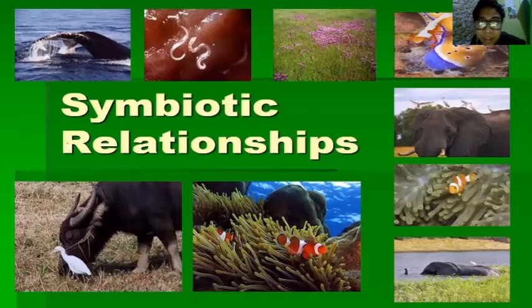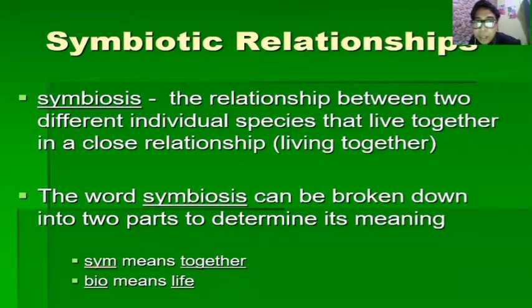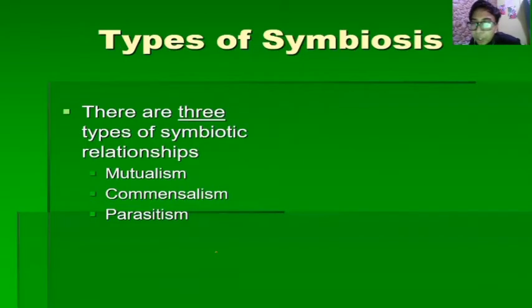Okay, so let's go on to our last topic, which is symbiosis and its symbiotic relationships. Now, symbiosis is the relationship between two different species that live together in a close relationship. There are 3 types of symbiosis. First, we have mutualism. Second, commensalism. And the other one is parasitism.